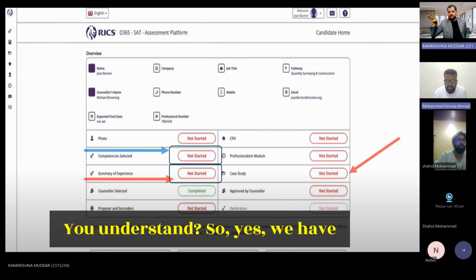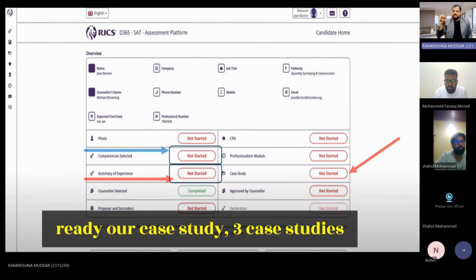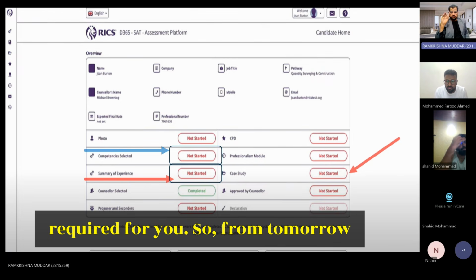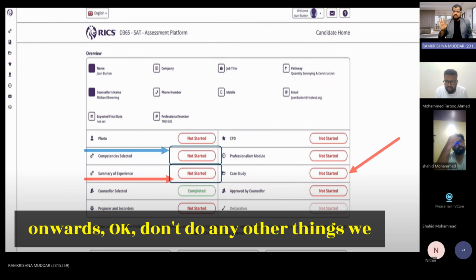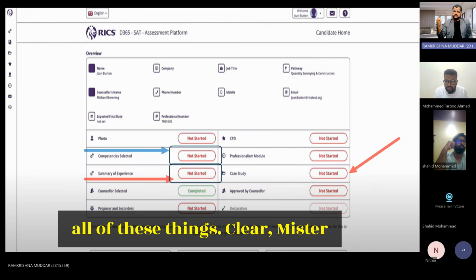Yes, we have another 17-18 days. We need to get our case study ready. Three case studies are required for you. So from tomorrow onwards, don't do any other things. We need to concentrate. Tomorrow I will explain what to write, how to write, all of these things.